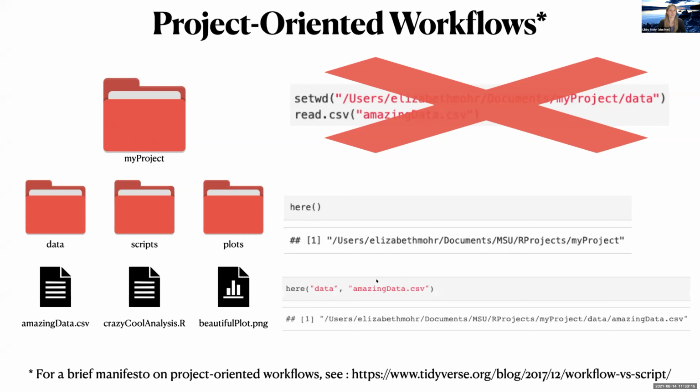You can also use the here function to tack on things to the end of your project directory. Here I've tacked on this subdirectory data and this amazing data.csv file, and it produces this amended file path. One of the reasons I wanted to bring this function up is because you'll see Alexa use it in the tutorial later today.